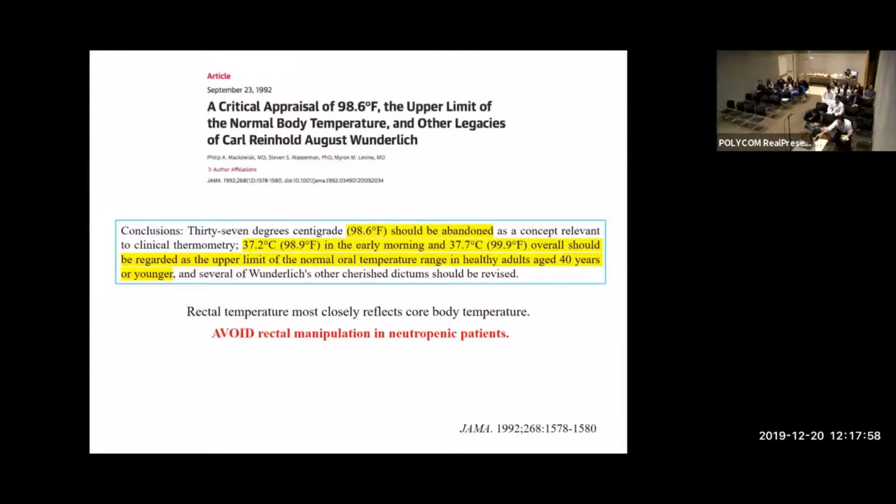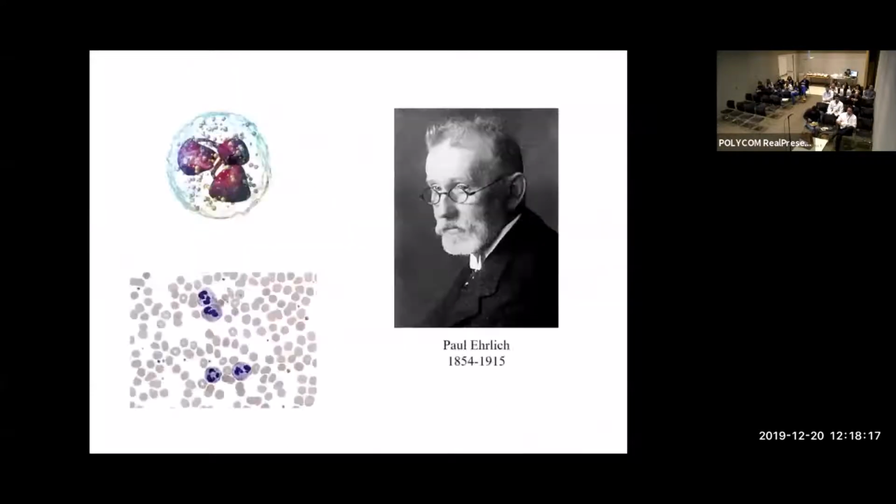Obviously the most acceptable and the most closely reflective measure of the core body temperature is a rectal temperature, and we should all know that we should avoid rectal manipulations in neutropenic patients because of the risk of creating some mucosal tears and worsening infections. Here we have Paul Ehrlich.